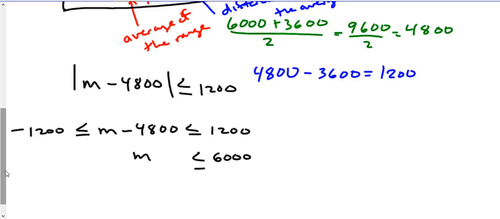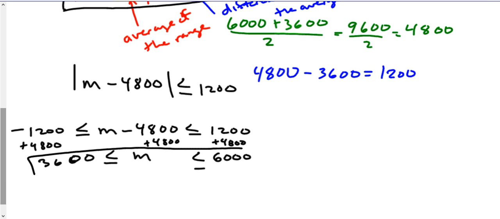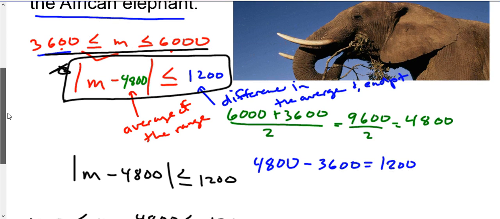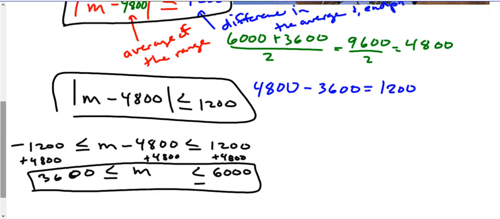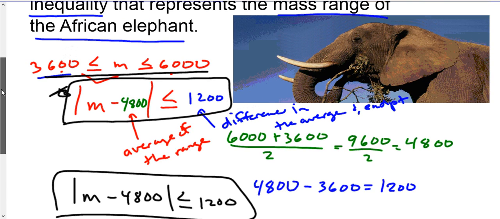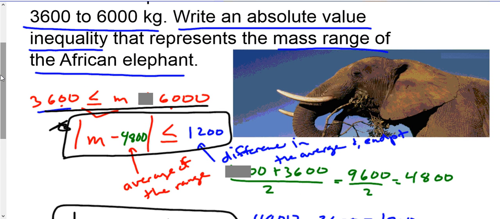Then over here, I'm going to add this to the other side so we can solve this. What we have right here is 3,600. And voila. What do you notice? Exactly what we started with. So this is the proper range for this problem, and that's what we just solved. We found an absolute value inequality that represents the mass range of the African elephant, by finding the average of the range and then using that difference.